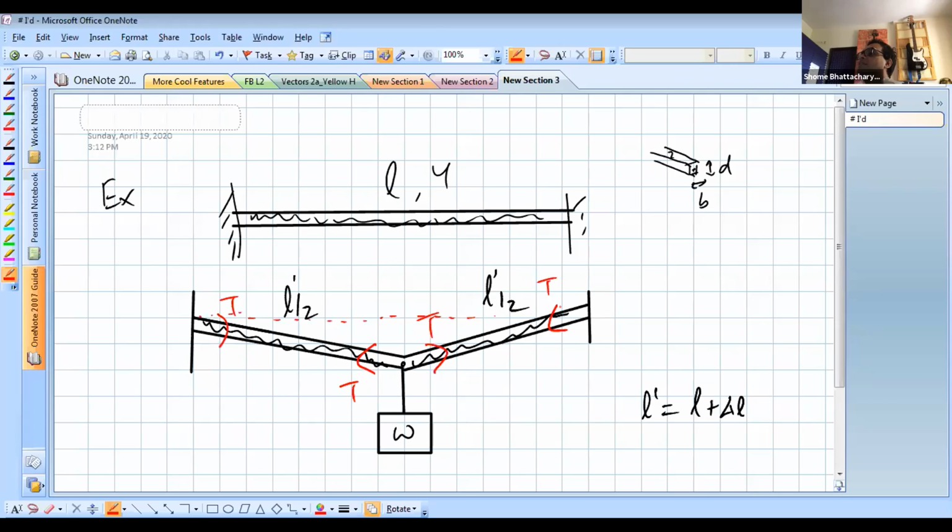No, delta L is the extension. What we have to find is the sag. This distance. Let us say it is some delta X. This distance we have to find out. Have you understood this now?